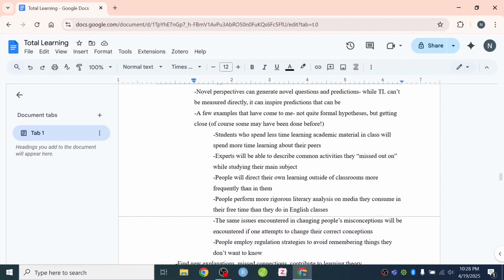The same issues encountered in changing people's misconceptions will be encountered if one attempts to change their correct conceptions. There's a whole line of research on how it's very difficult to get people to change their misconceptions, because misconceptions are just conceptions to the person who holds them.